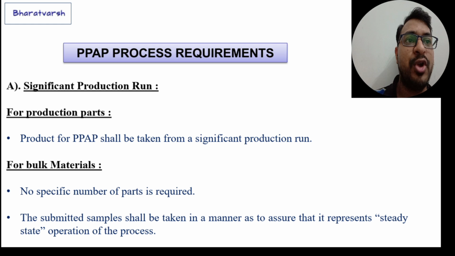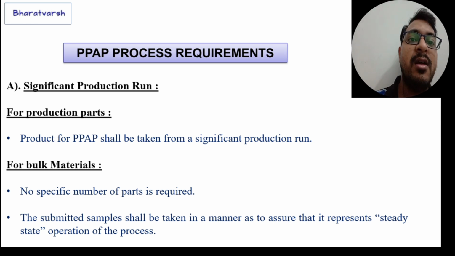First one is significant production run. There should be a significant production run in the initial part, or at the time of development of the part. Then we do PPAPs. Production product for PPAP shall be taken from a significant production run. A significant production run shall be in a time form, from 1 hour to 8 hours, or it can be a particular limited quantity of 300 numbers, or as specified by the authorized customer representative.